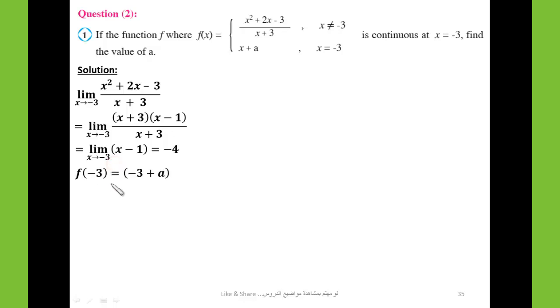So f of negative 3 equals negative 3 plus a, since f of x equals x plus a. So negative 3 plus a equals negative 4, and a equals negative 1.